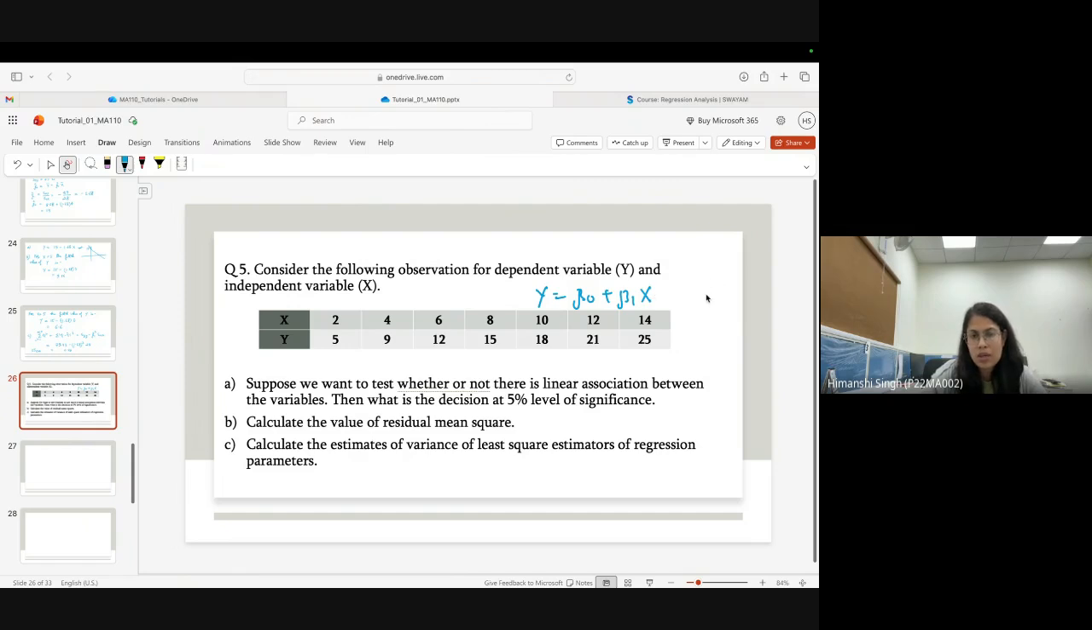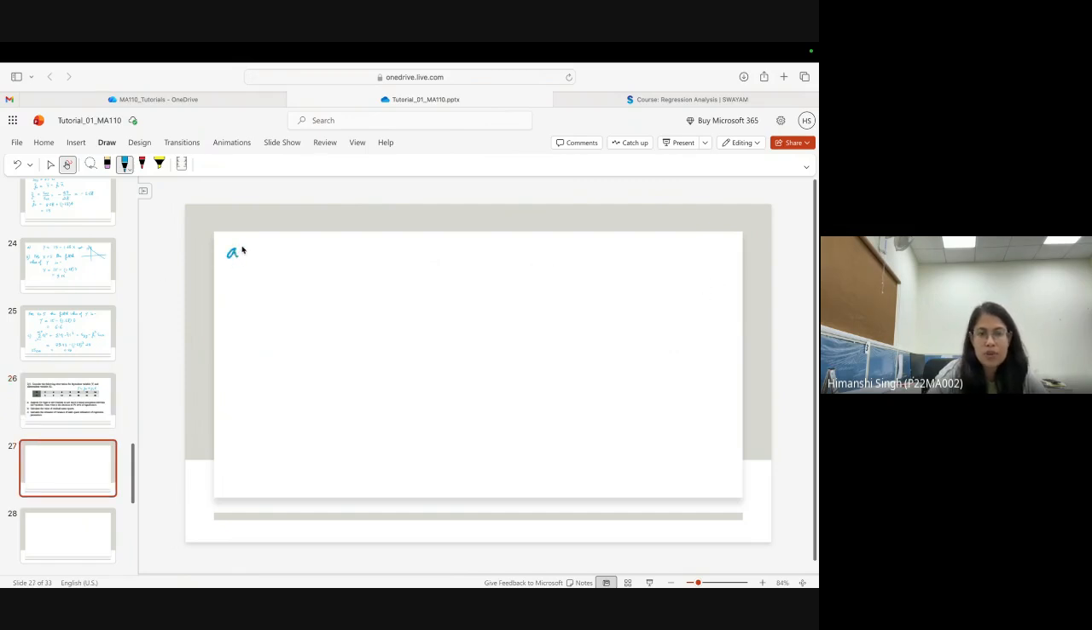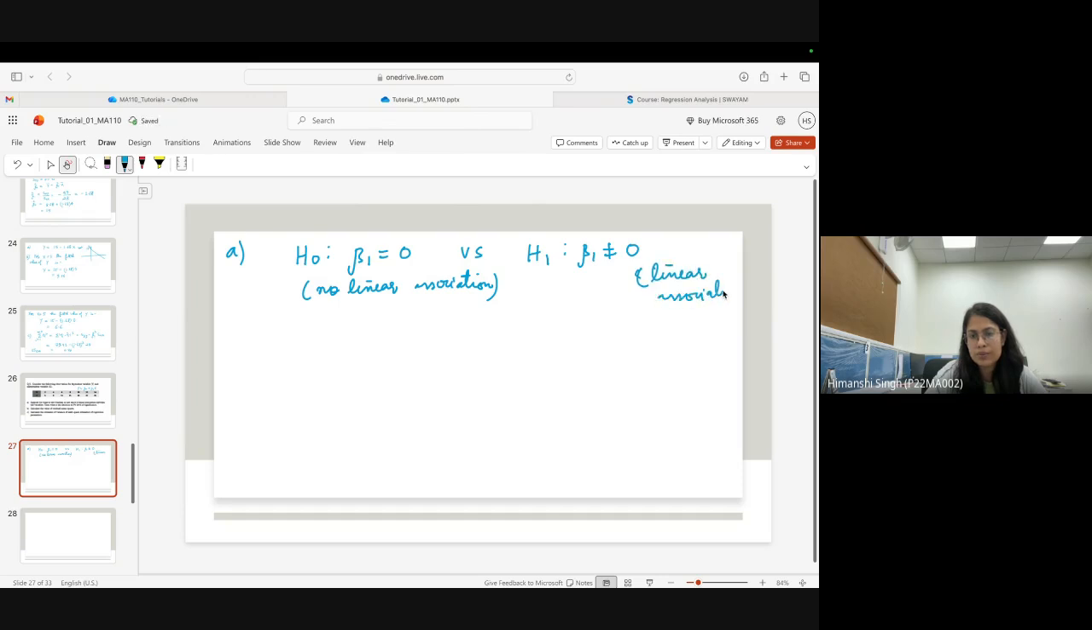So what will the hypothesis be? The null hypothesis is that beta 1 is equal to 0, versus the alternative that beta 1 is not 0. Beta 1 being 0 means there is no linear association, and not being 0 means there is a linear association. For that, we first have to find the test statistic.